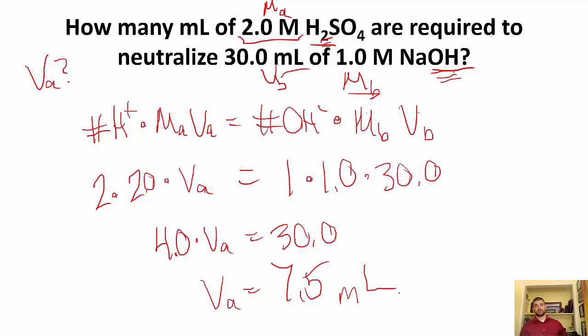Now we can also do a check, right? Now I have 2 molar H2SO4, so this stuff is really concentrated. I get a lot of H plus, whereas NaOH is only 1 molar and I get 1 OH minus. So the acid is going to be more potent, so it should need less acid than the base because it's a higher concentration and I get more H pluses from it. So that makes sense. That 30 milliliters of base only needs 7.5 milliliters of the acid.